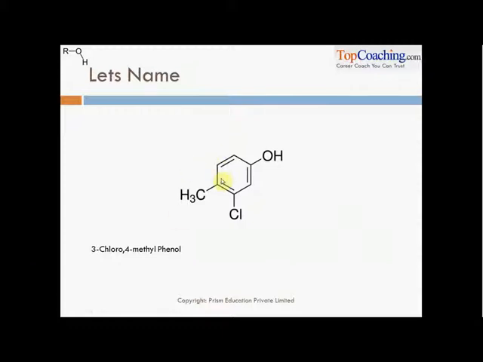Okay, now let us name this alcohol. Of course, we start numbering from the OH group. We know the basics of phenol: 1, 2, 3 and then 4. So this one is 3-chloro-4-methyl phenol.